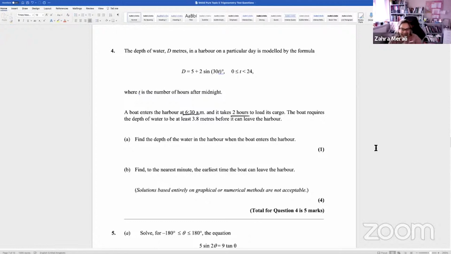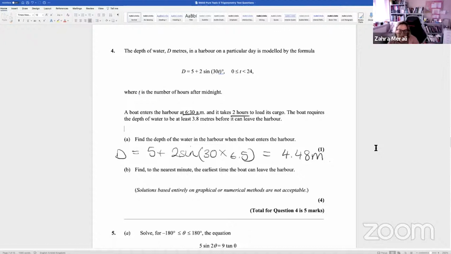Okay, so when it enters the harbour, it's at 6:30 a.m. Now, as t is the number of hours after midnight, 6:30 a.m. is 6.5 hours after midnight. So you're just going to substitute in d equals 5 plus 2 sine 30 times 6.5, and I plug that into my calculator. I get 4.48 meters. Now, if I remember correctly from this exam paper, you had to write the meters to get the mark. I know it's only 1 mark, but you had to write the meters.